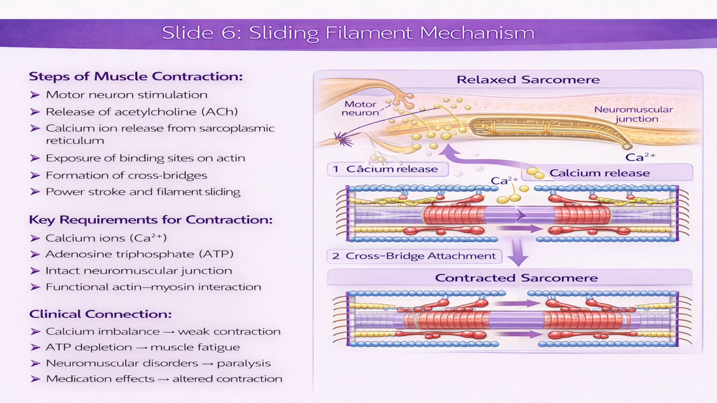Using energy from adenosine triphosphate, the myosin heads perform a power stroke, pulling actin filaments toward the center of the sarcomere. As this cycle repeats, the sarcomere shortens, resulting in muscle contraction. When stimulation ceases, calcium is actively transported back into the sarcoplasmic reticulum, cross bridges detach, and the muscle fiber returns to a relaxed state.